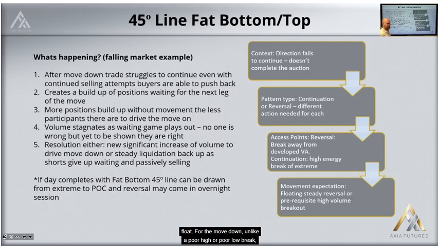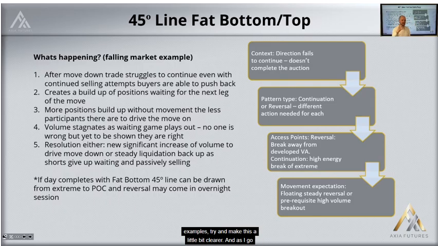For the move down, unlike a poor high or poor low break, this is a move where you have people who are short. People believe in the move down. But what they're not seeing is additional selling, and this is what they need. And because the buyers are creating this 45-degree low, this kind of fat bottom, the buyers aren't forced out. There's not one point where they're all going to exit. So what you need to see with this situation is that when the market breaks, this brings in new sellers. And it's these new sellers that generate some more value lower down, which essentially widens or elongates that profile. And that's what can allow the continuation.